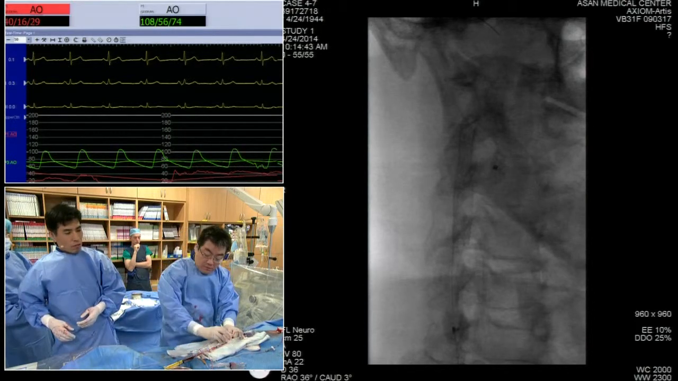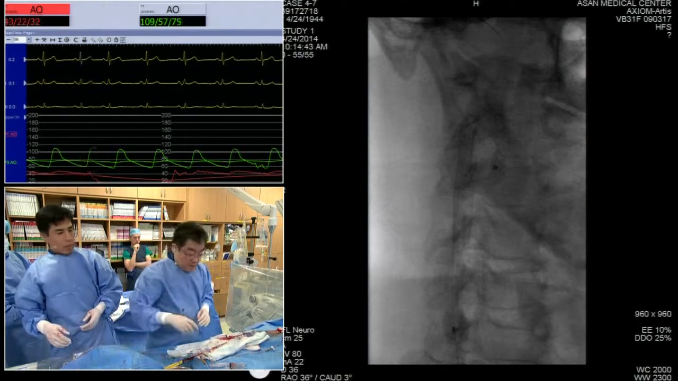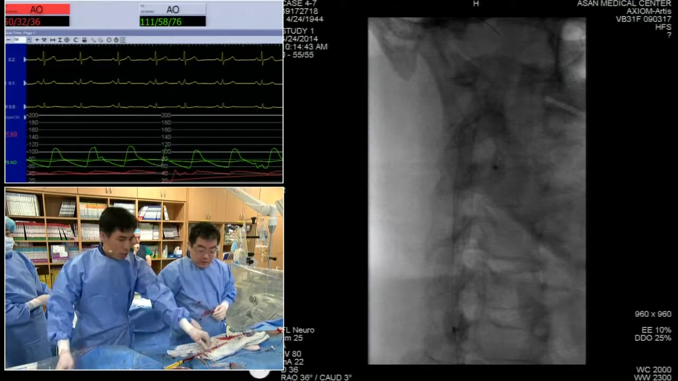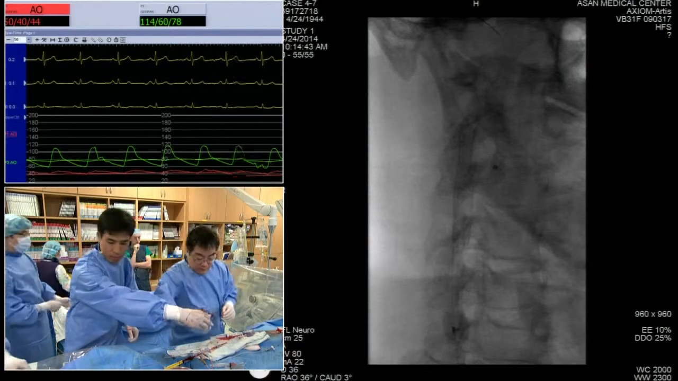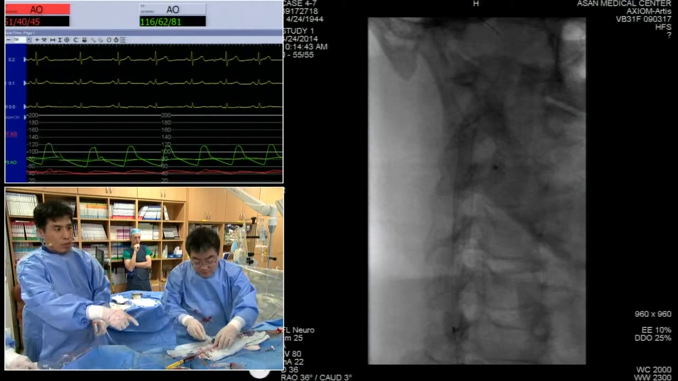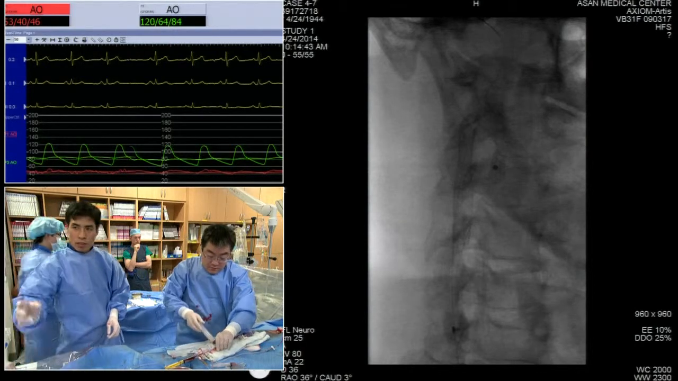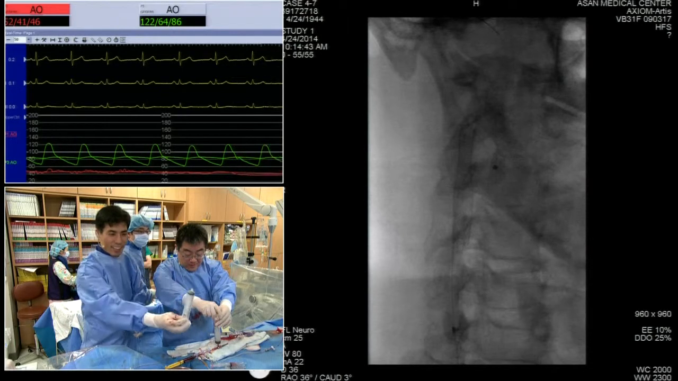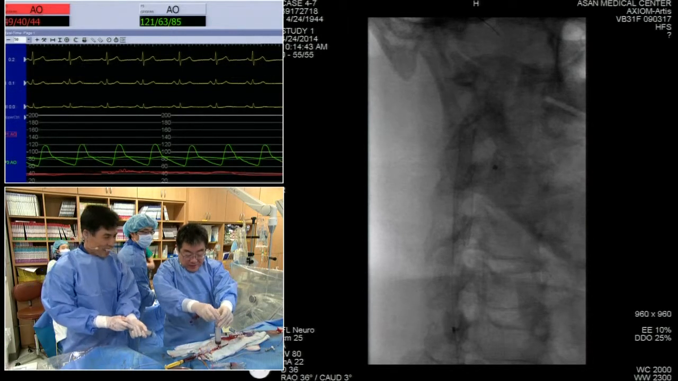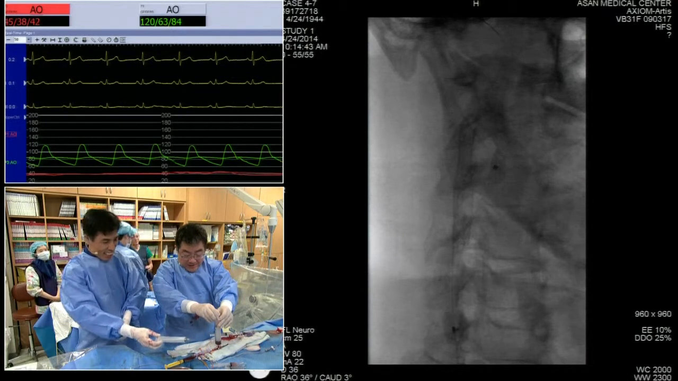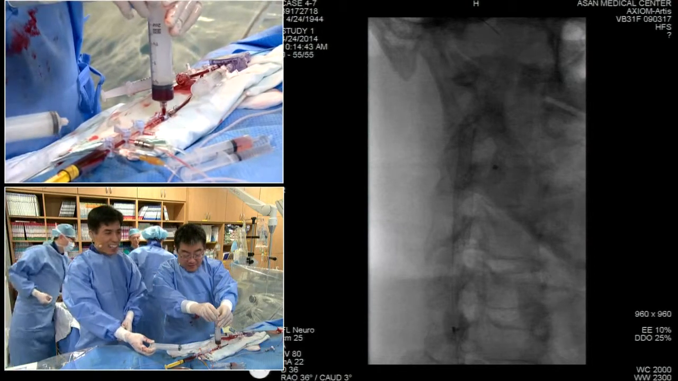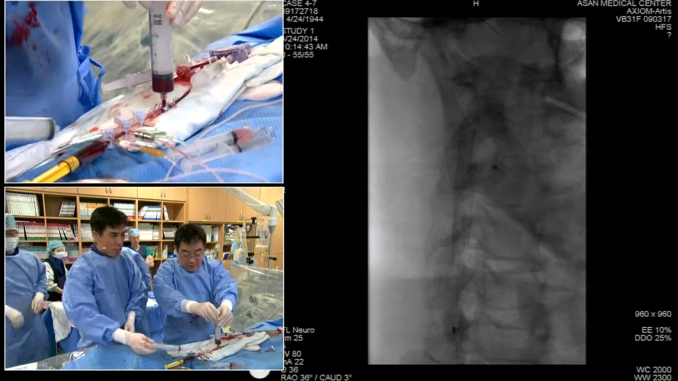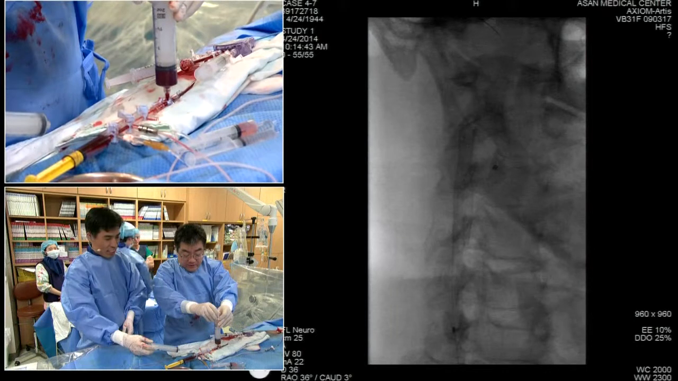Patient is actually doing fine. So I think we can do the aspiration now. Today we are using an extra large syringe, 60. Usually we don't need that much. I will just take 15 for the first one. And also, we don't want to aspirate too forcefully.